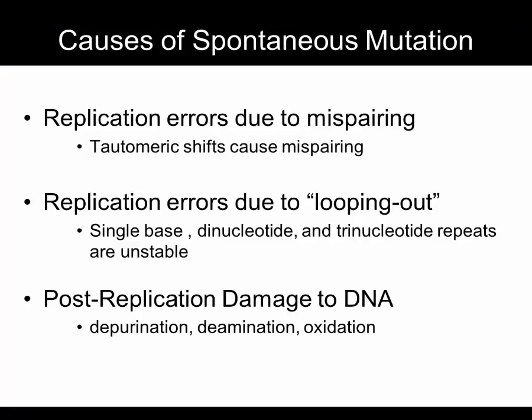We ended last time discussing spontaneous mutations. We talked about how tautomeric shifts lead to mispairing in replication. Also during replication, looping out, or slippage, can cause insertions and deletions at single base, dinucleotide, and trinucleotide repeats. We also talked about post-replication damage in the form of depurination, deamination, and oxidation.